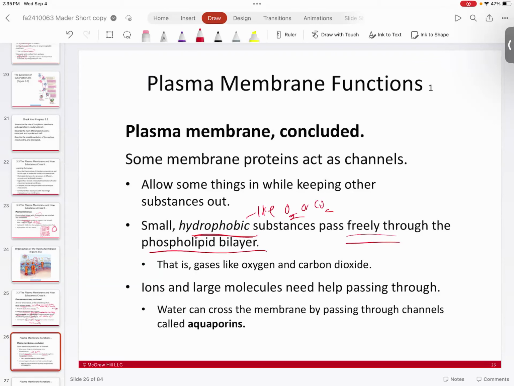Why? Because these are nonpolar. Oxygen is nonpolar. Carbon dioxide is nonpolar. And the membrane is also nonpolar. So when it sees that, oxygen has no problem getting through because it's also nonpolar.